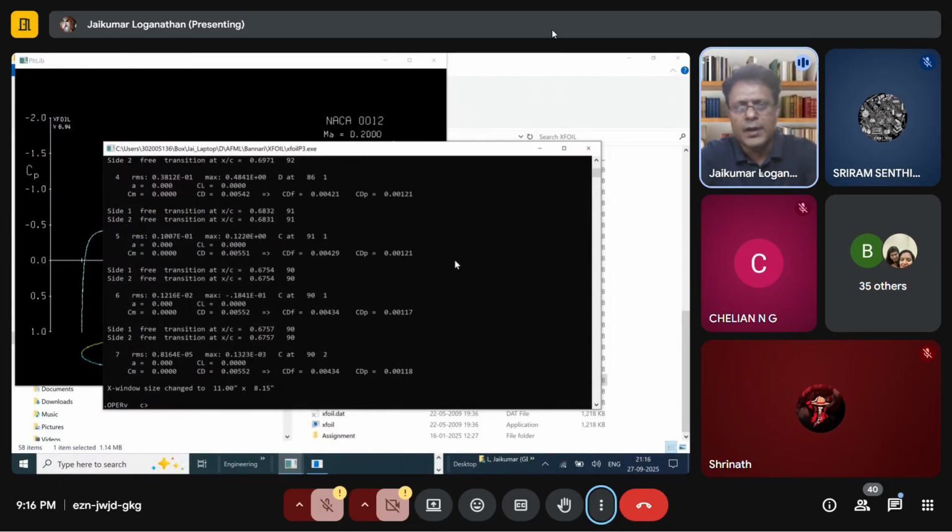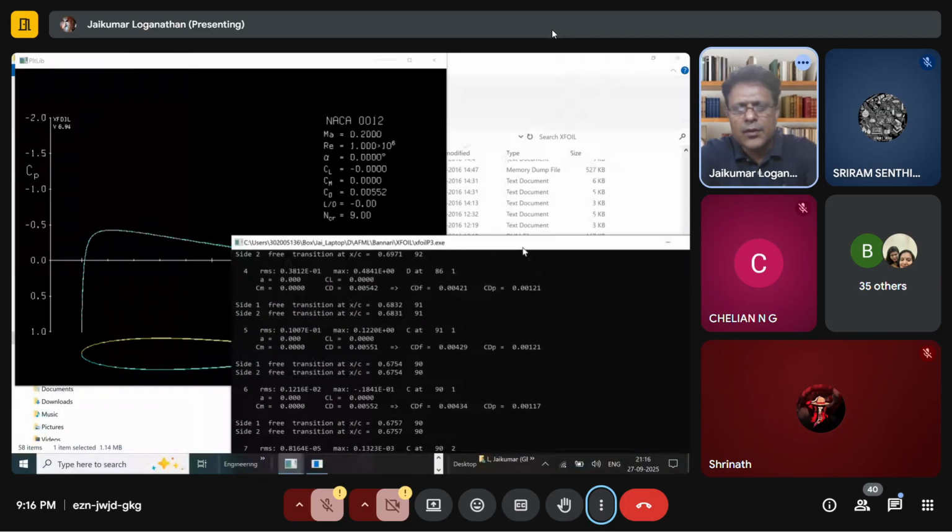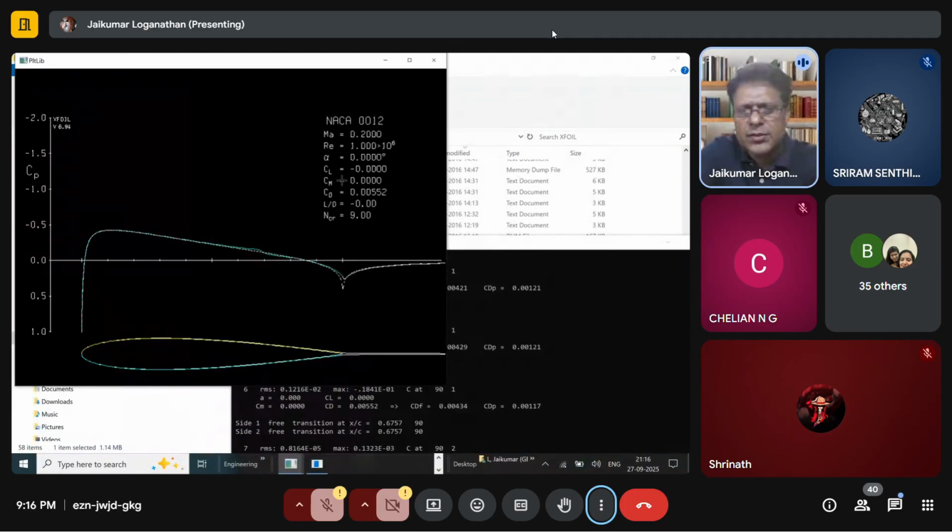So now it has solved it. And you can see it is a symmetric airfoil, right? So at 0 angle of attack, the CL should be 0. That is correct. It also recaps NACA 0012, Mach number 0.2, Reynolds number 1 million, alpha is 0. For that, the CL is this much. CM, right? Because it's a symmetric airfoil, 0 angle of attack will produce 0 pitching moment.